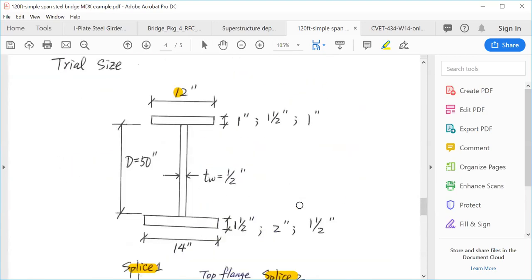Okay, so now we have a trial size. We have a size to start, and we start from there and use MDX to rate this girder design. If the rating is in a reasonable range, say the maximum performance ratio is from 0.7 to 0.99, that range means that the girder design is reasonable. But if it's significantly lower than 1, like you only get 0.5, it means you over design.